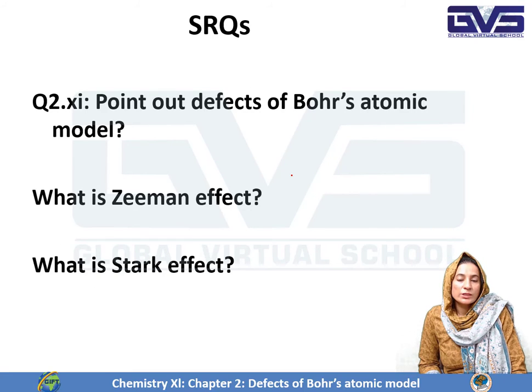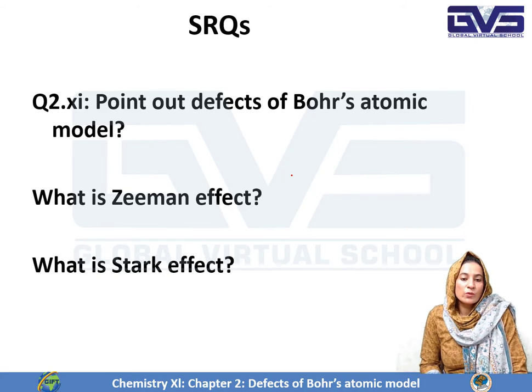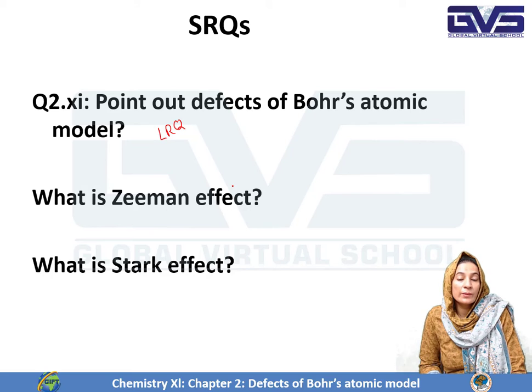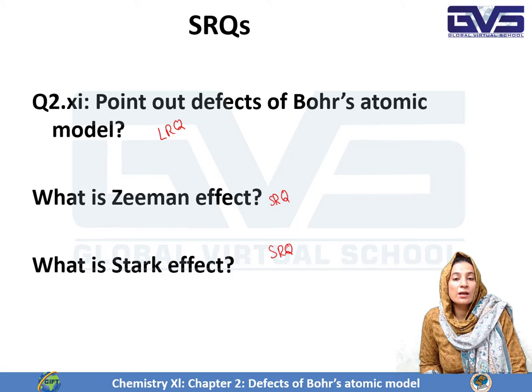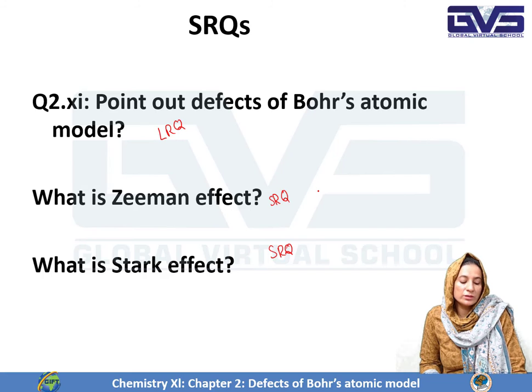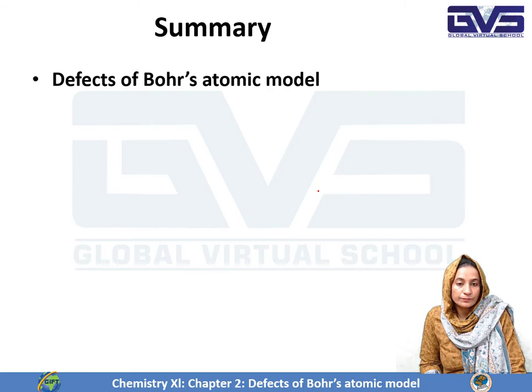So the question can be asked: point out the defects of Bohr's atomic model. Usually this is a long response question, and you have to write all 4 defects. But you can also be asked what the Zeeman effect and the Stark effect are, and then you have to define both. These are short response questions. You can even be asked to compare the Zeeman effect and Stark effect, then you just define them separately.